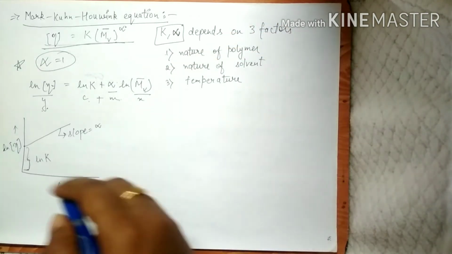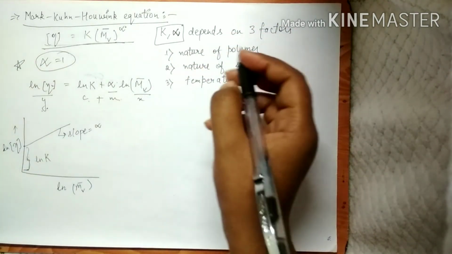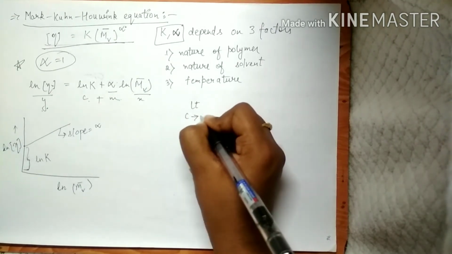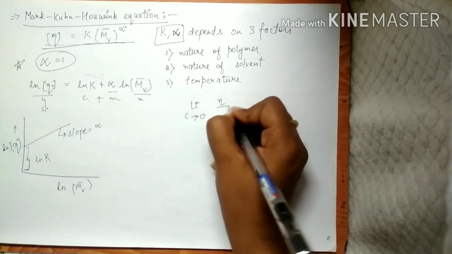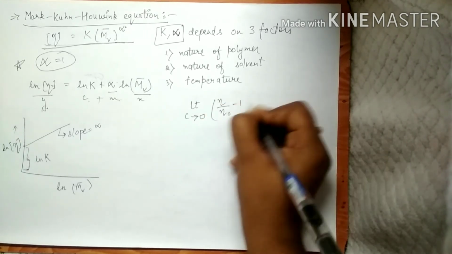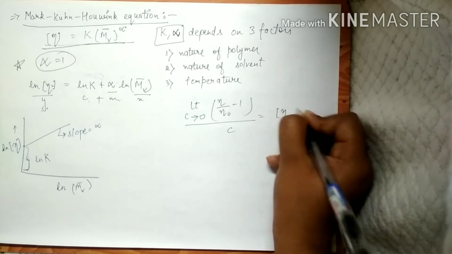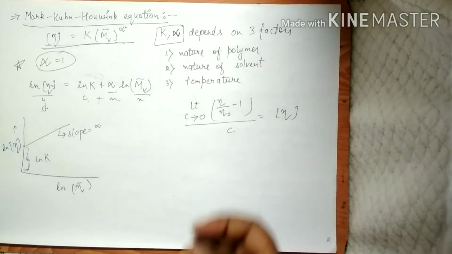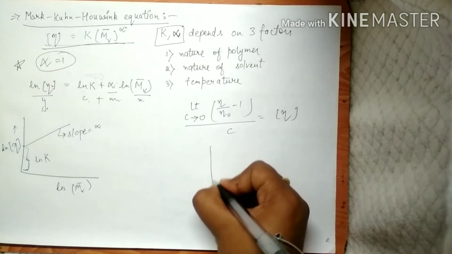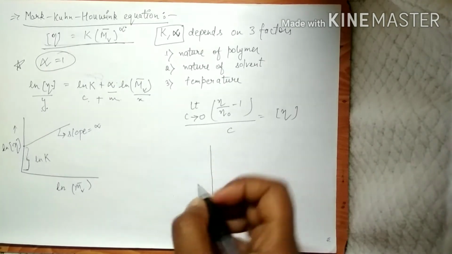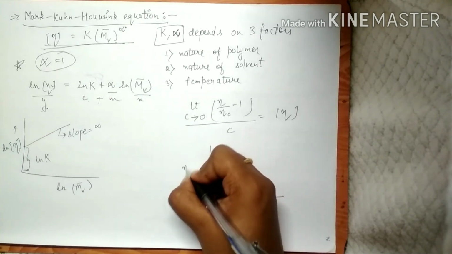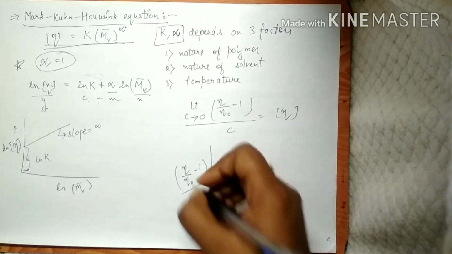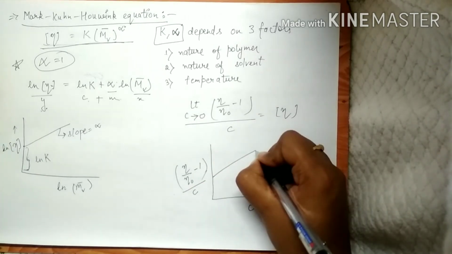Now we can also plot another graph using another equation, which we have studied earlier: the limit as c tends to 0 of (eta upon eta naught minus 1) upon c is equals to eta. Using this equation also we can make a graph of (eta upon eta naught minus 1) upon c versus c. The graph will be like this.